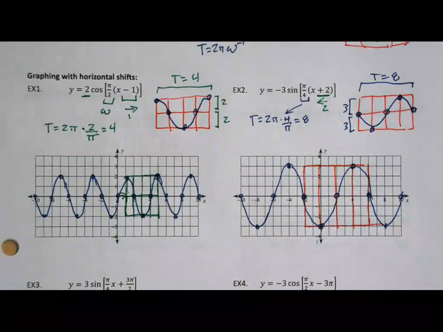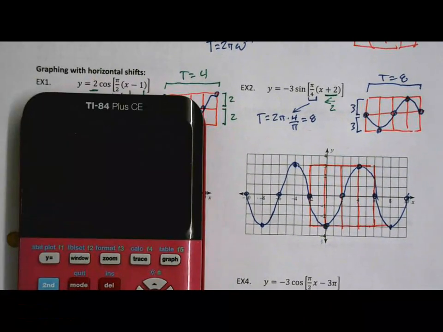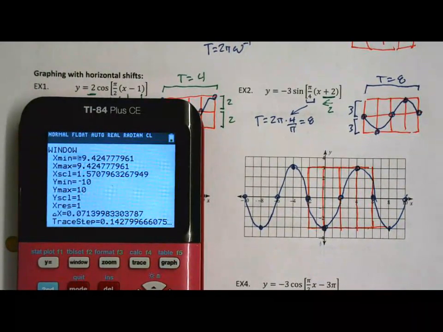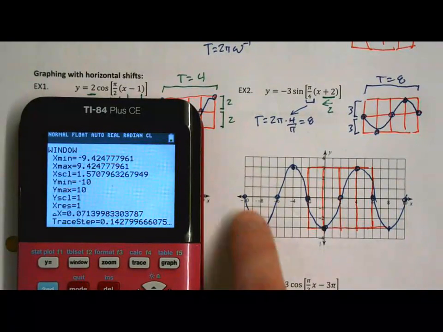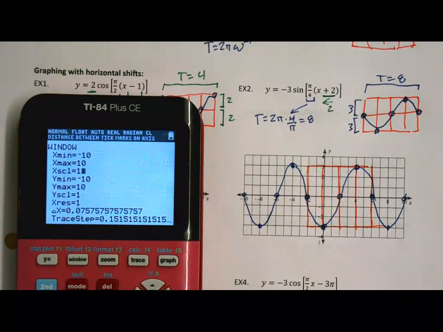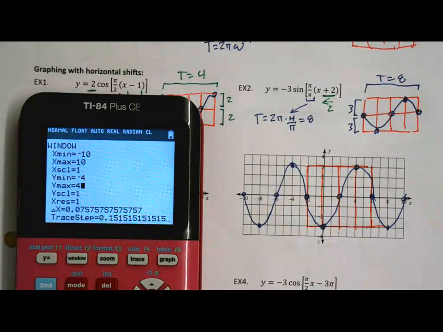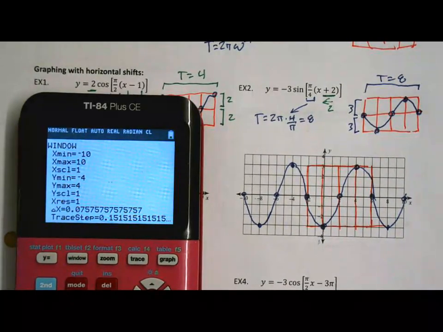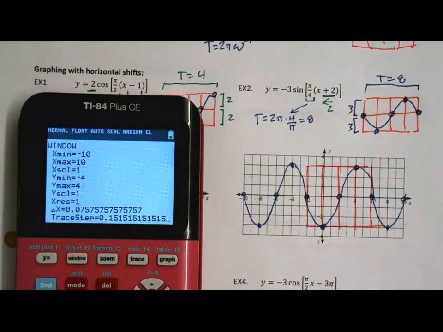Once you get that graphed, please get your graphing calculator out. Let's plug it in and make sure that it's working out. Start with your window. My window is all kinds of messed up. We need to go from -10 to 10 by 1s, and y goes from -4 to 4. If you weren't here on Friday, I showed you how to set up your grid. You might ask a buddy to show you that.